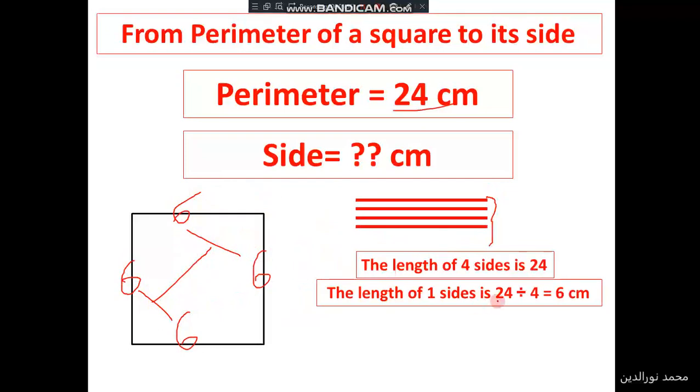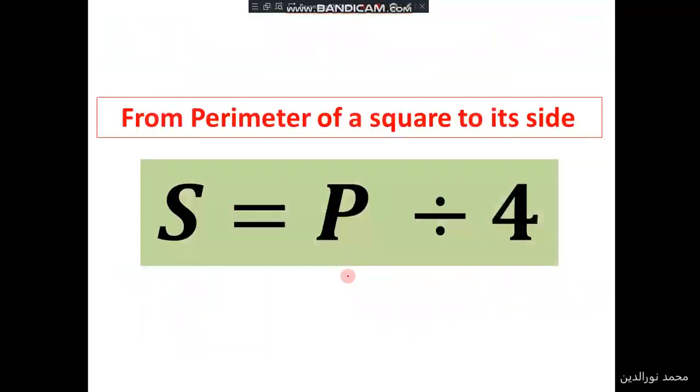How did we calculate it? This 24 is the perimeter divided by 4. So the length of one side is the perimeter divided by 4. So from the perimeter of a square to its side: side equals perimeter divided by 4. We divide the perimeter by 4.